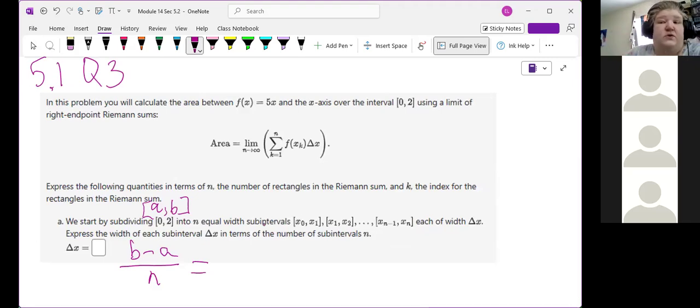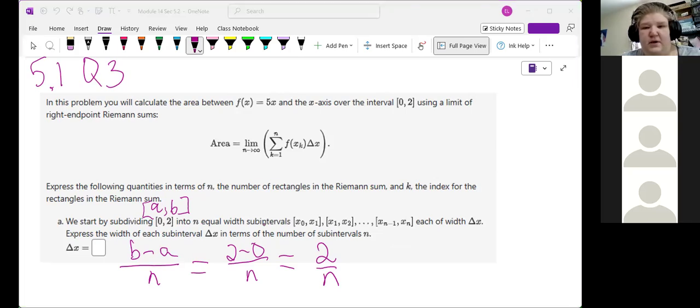For this one, though, instead of 7, we're just calling it n because we're eventually going to take the limit as that goes to infinity. So this is just 2 minus 0 over n, which is just 2 over n. So that's what they want for our first delta x. It's however long the full interval is divided by n. All right, let's see what the next piece is.